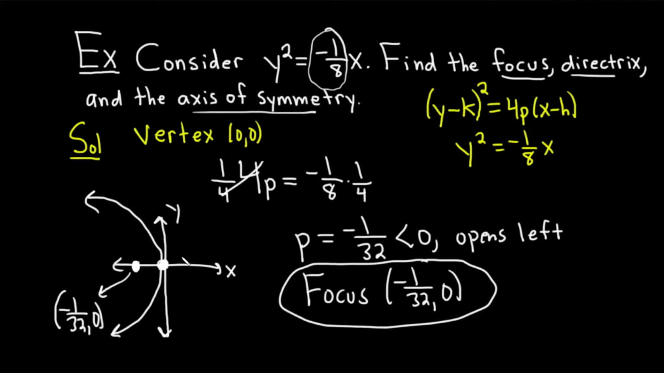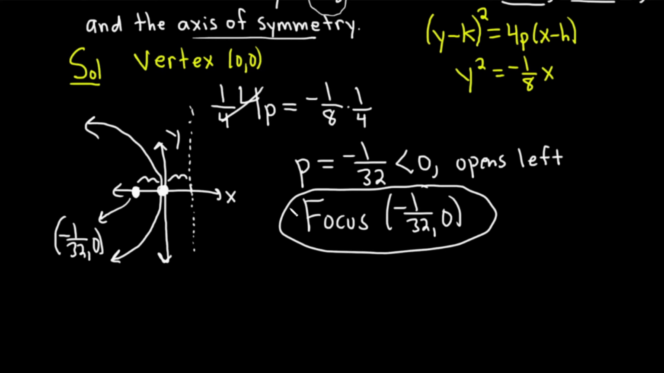The directrix is also a distance of absolute value of p in the other direction. It's right here, behind the parabola, and it's a vertical line. Again, this distance here, in both cases, is the same. It's 1/32. So this vertical line is x equals 1/32. This is going to be the directrix.